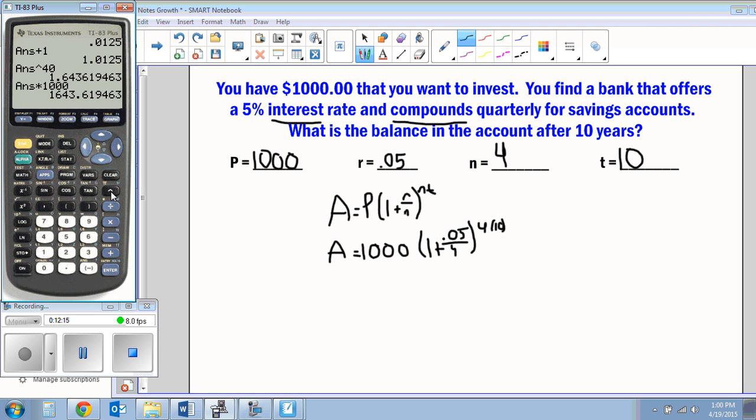And again, I have to round because it's money, so my final answer is that if I invest this for 10 years, compounded at 5% quarterly, the account is going to have $1,643.62.